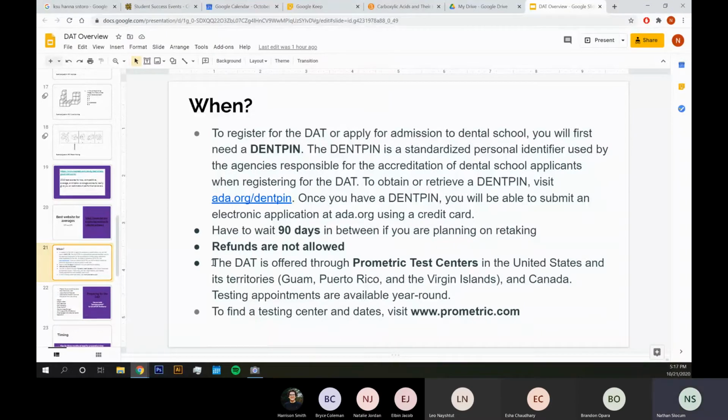Yeah, and you can just get through. You have to go to ADA and figure out where the DAT is offered and at what times. It's not just any time of the week. And plus, you have to plan it several months in advance.